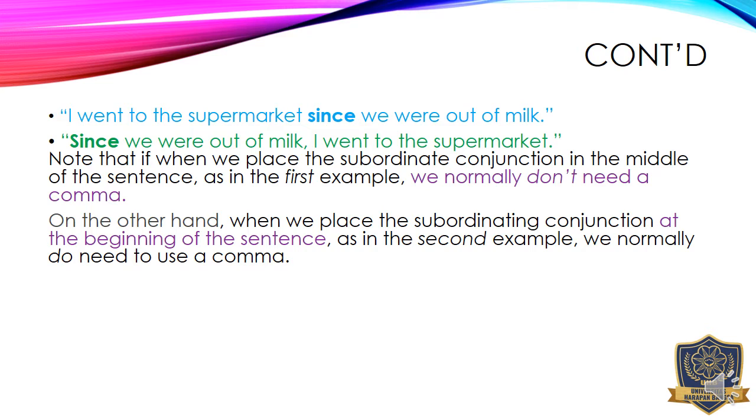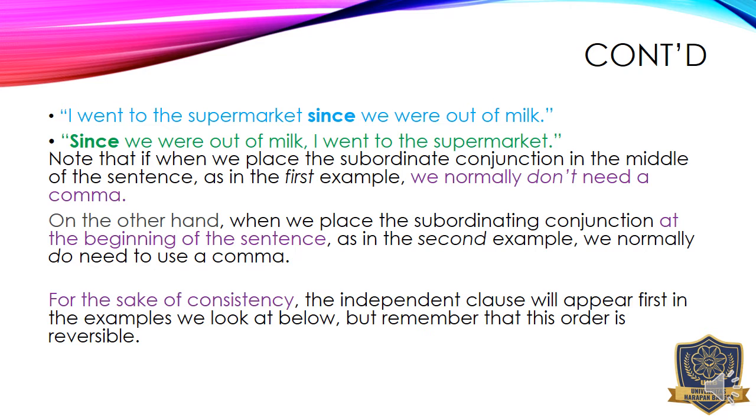On the other hand, when we place the subordinating conjunction at the beginning of the sentence, as in the second example, we normally do need to use a comma. We need a comma to separate the dependent clause at the beginning of the sentence from the independent clause at the end of the sentence. For the sake of consistency, the independent clause will appear first in the examples we look at below, but remember that this order is reversible.